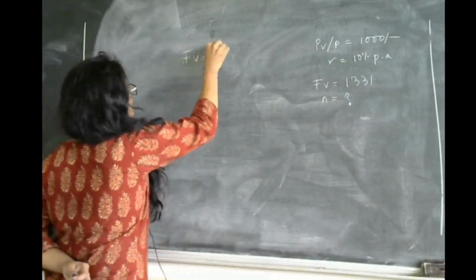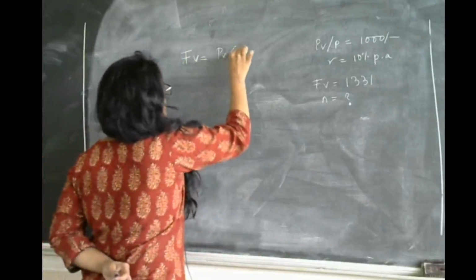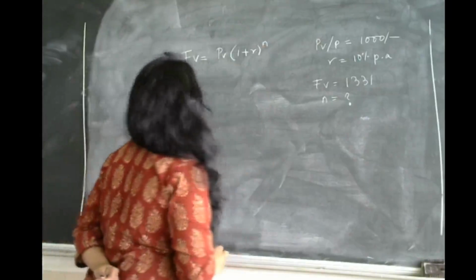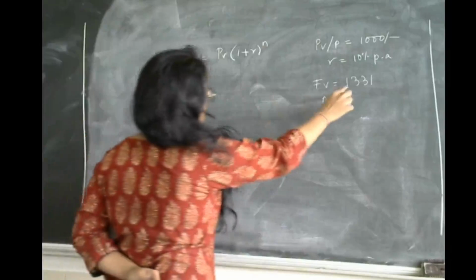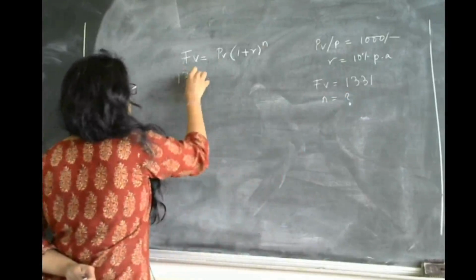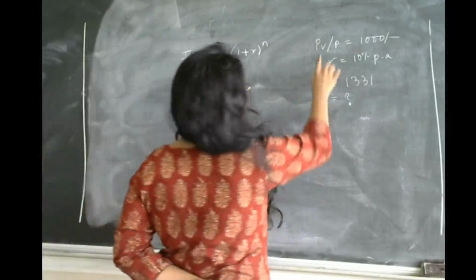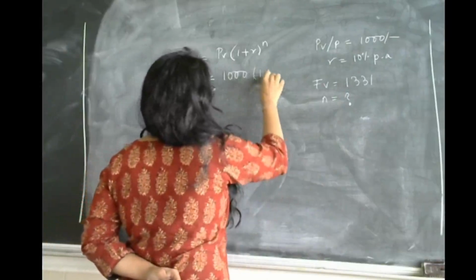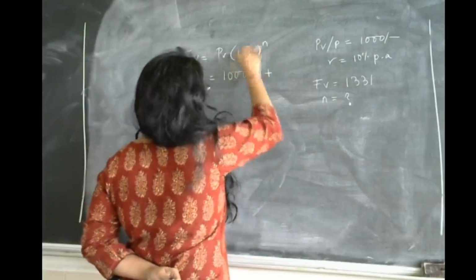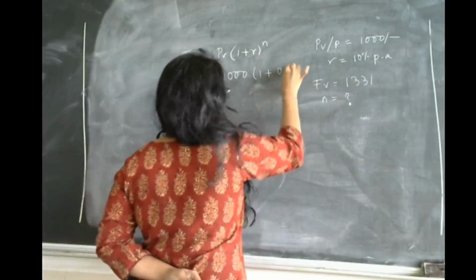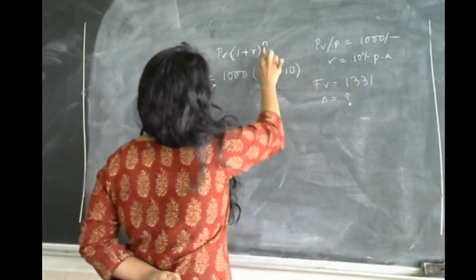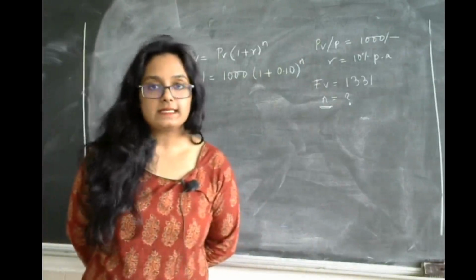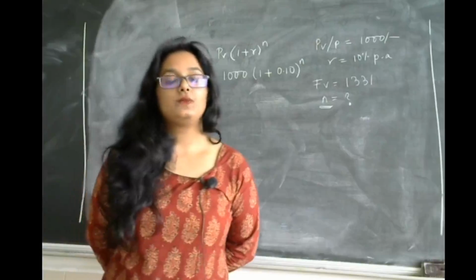Future value is equal to present value multiplied by the future value interest factor, that is (1 plus r) the whole raised to n. Now the future value, we know, is 1331. The present value is given as 1000. Then we have 1 plus r. What is the r over here? 10%. The whole raised to n. Now n is the thing that we need to find out. n is nothing but the period of years. So we need to find out n.